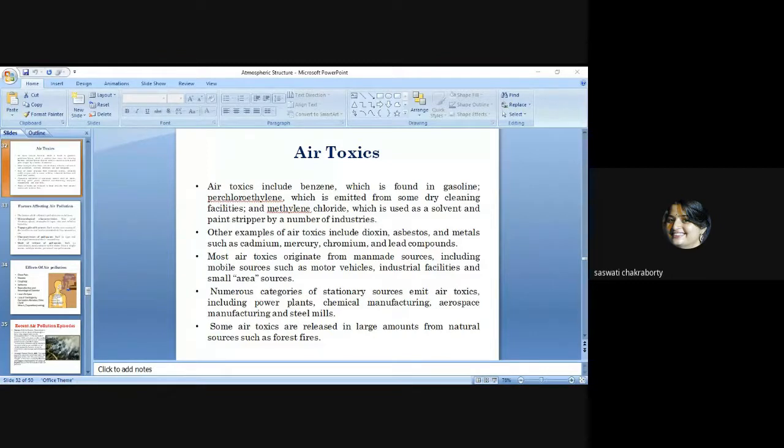But then again, the Amazon forest fire will liberate a huge amount of toxic gases and ultimately lead to air pollution. So this is one of the natural processes, isn't it? Is it anthropogenic or natural?